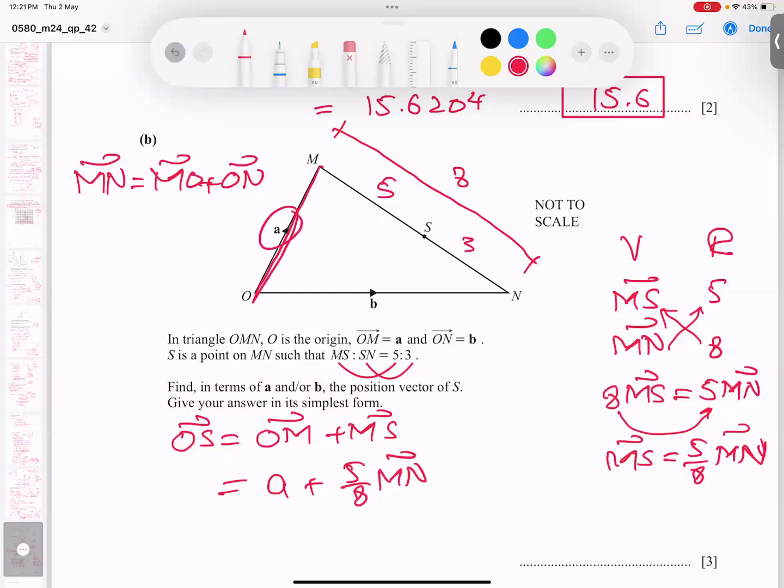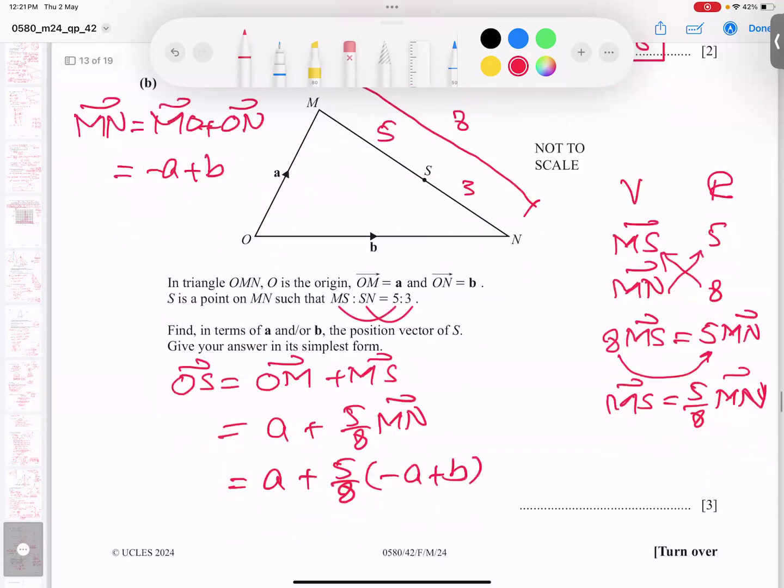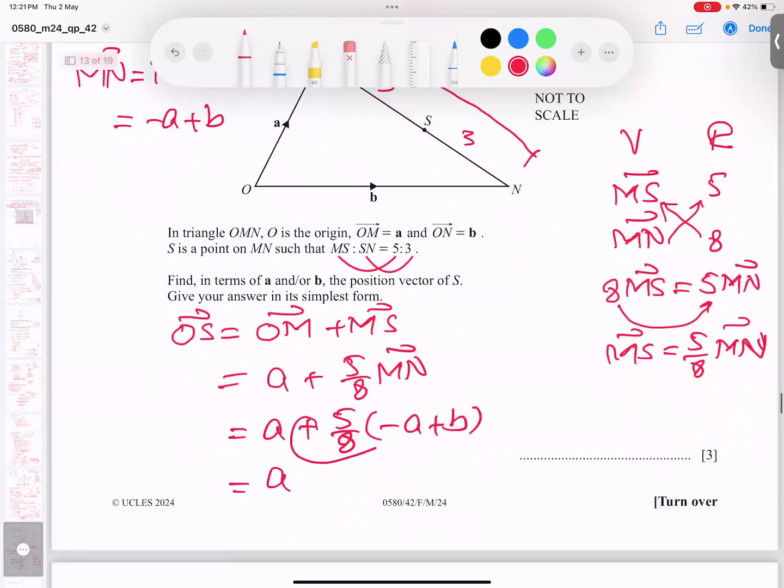M to O going backwards, so -A. O to N is B, I'm writing B. This value I'm copying here. -A plus B. Expand the brackets, plus into minus, and 5 by 8 into B also.